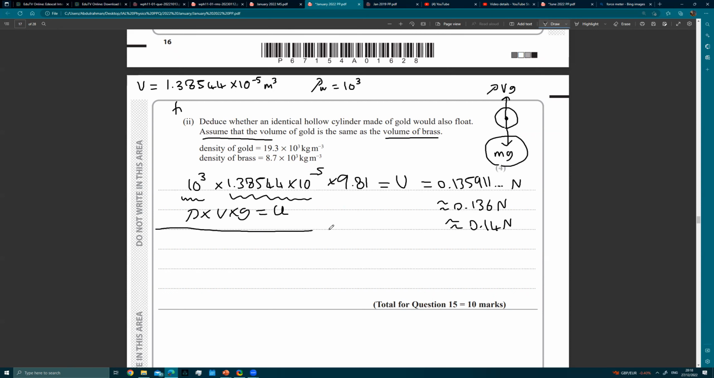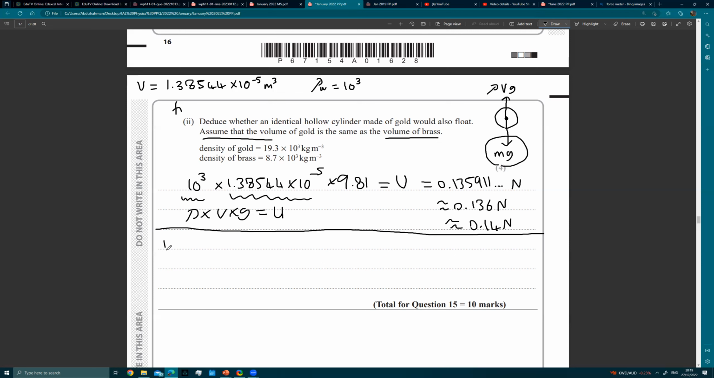So far, so good? Yes, no? Isa? Yeah. Faizan? Yeah, I'm good, sir. I got it. All right, so that's the upthrust. We worked out the upthrust. Now we need to work out the weight and then make the comparison. Because if the weight is larger, it will sink. If the weight is less, it will rise. If it's the same, it will float. So let's work out what is the weight.